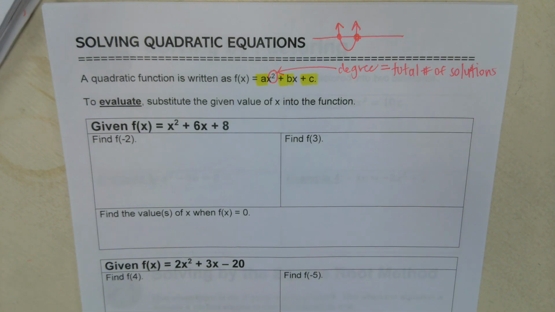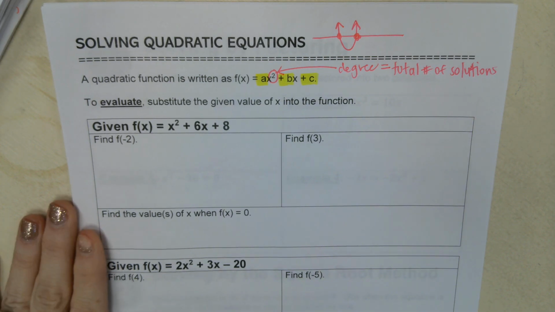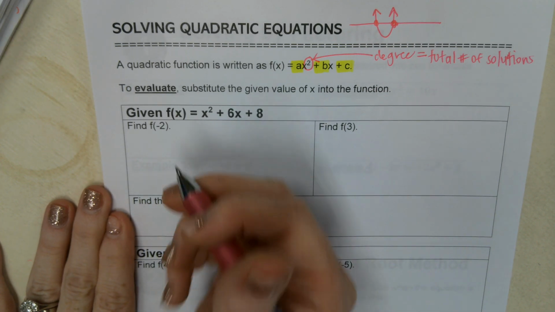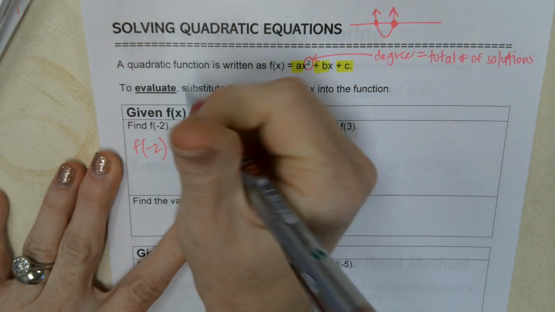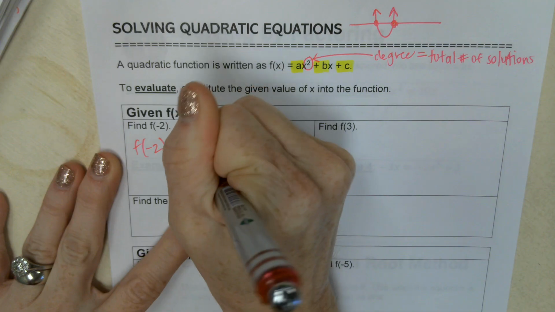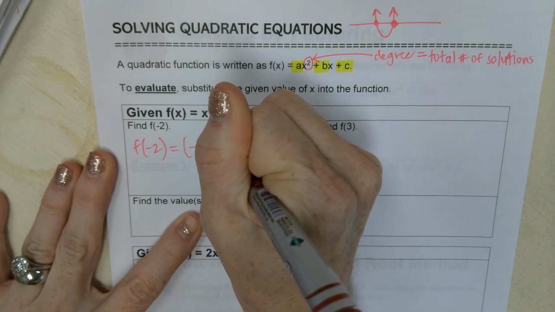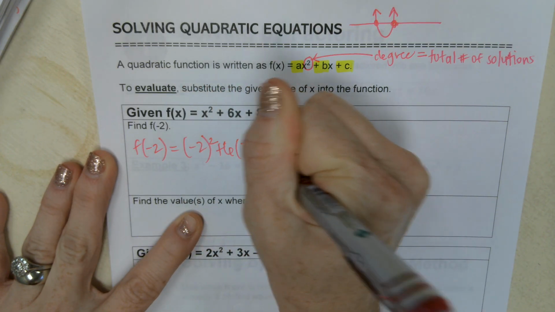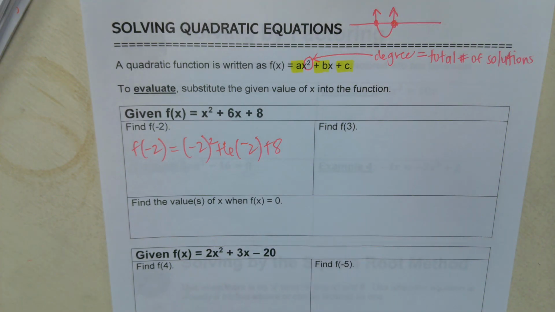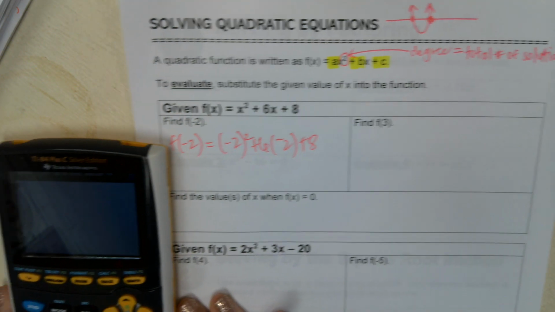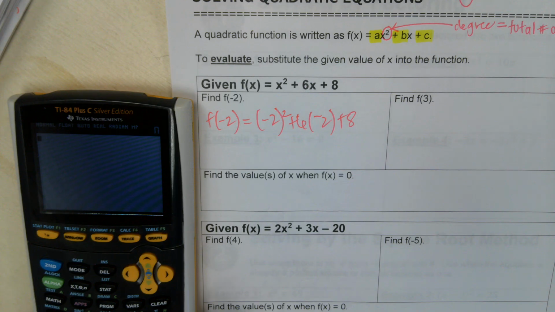Now, evaluating. Short, sweet, and simple. If I am evaluating a function, I am simply taking that number and plugging it in. We've been doing this since the very beginning of this school year, in addition to here at Perry High School. If I plug this number in, I type in a -2.